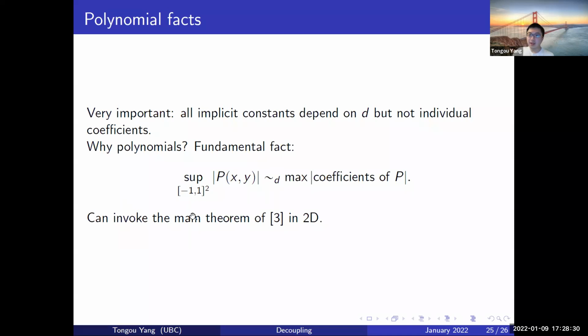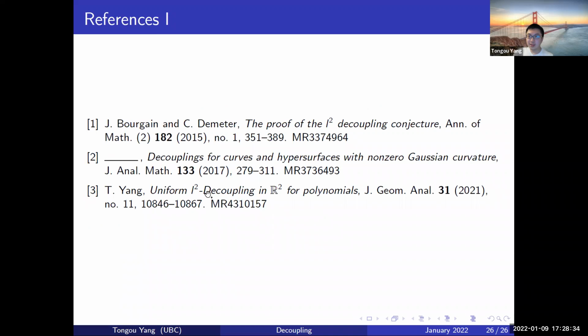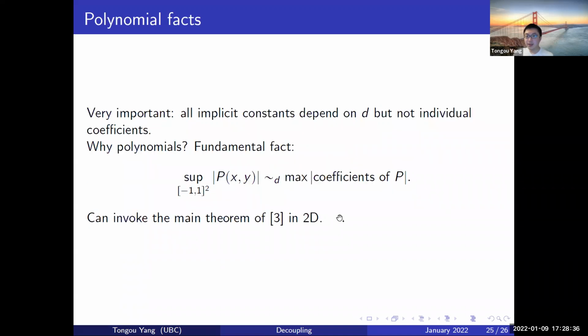And also, in one of my previous papers, which is this 2D uniform decoupling, we can also invoke the main theorem in 2D to prove our main theorem in 3D. And that's another reason why we use polynomials.